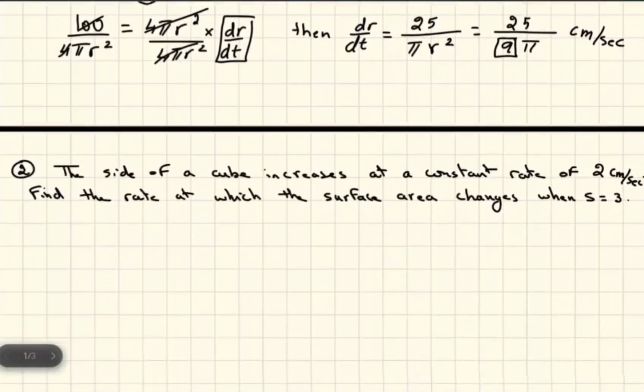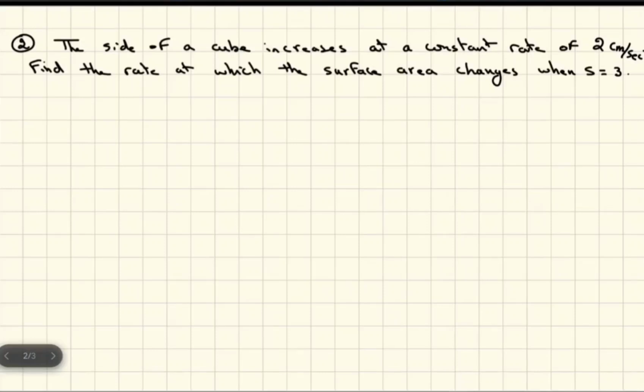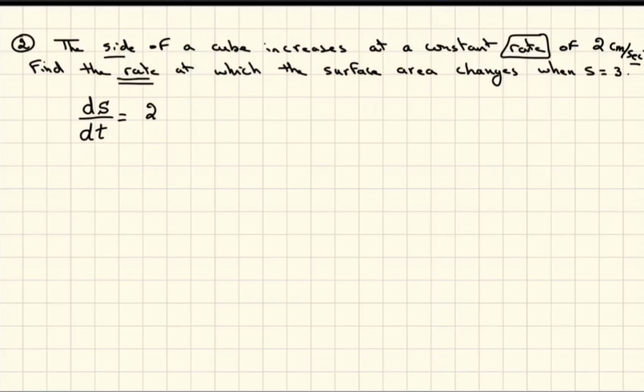Another question. They're telling you the side of a cube increases at a constant rate of 2 centimeters per second. So we're talking about side, and it's related to time because we have rate, we have to write ds, s is side, over dt equals 2. The question is, what is the rate?